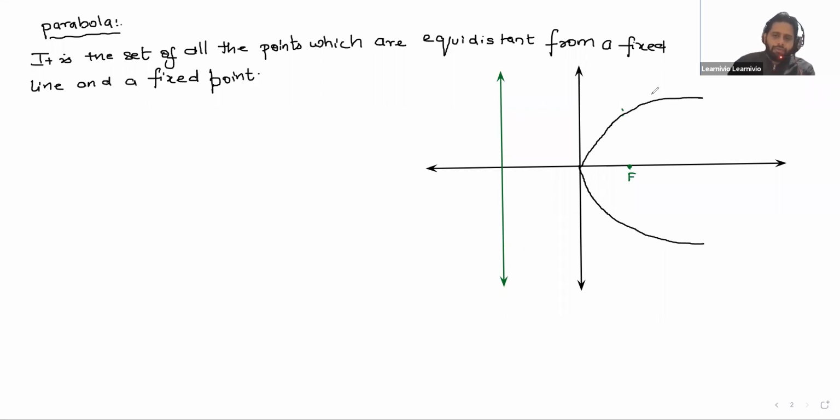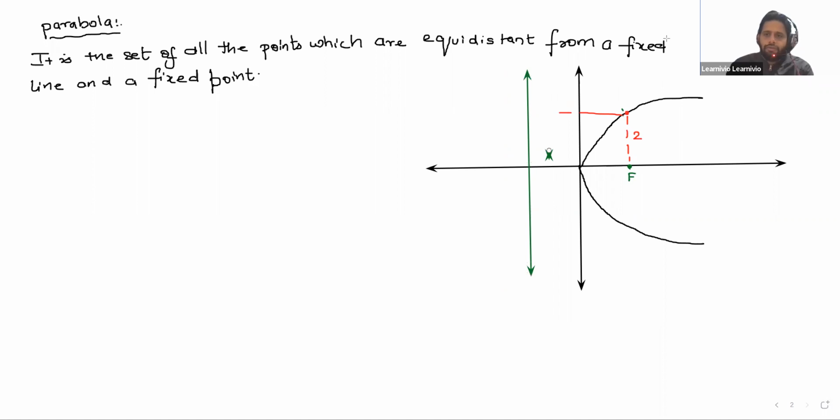Now, if we take a point over here, and if we calculate this distance, suppose we are getting 2, and if we calculate this distance, we will again get 2. So it is better if we draw this again. Now, if we find this distance, this is the point on a parabola. If you find the distance from a fixed point, and this is a fixed line, then this is also true.